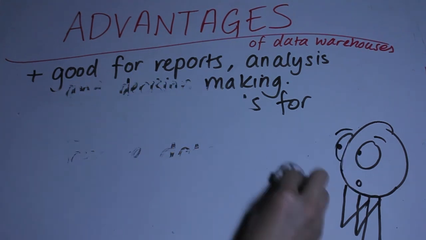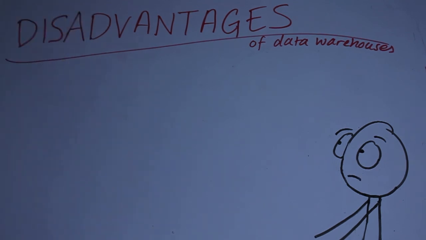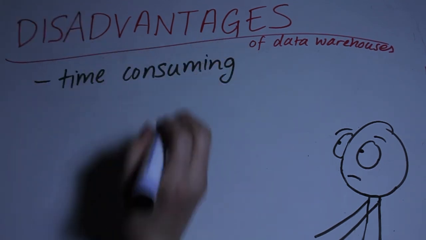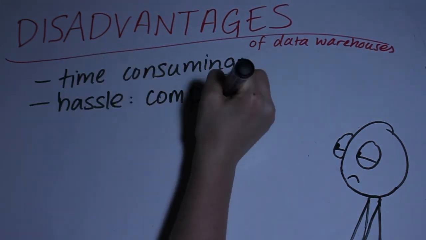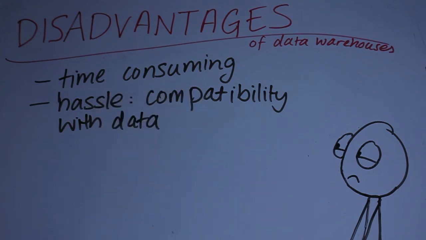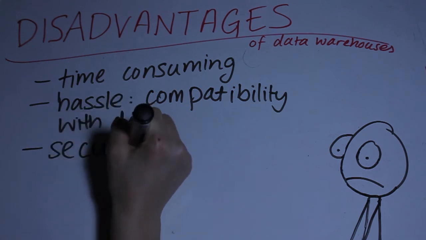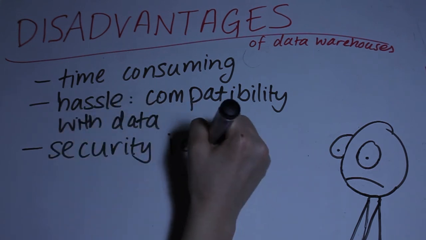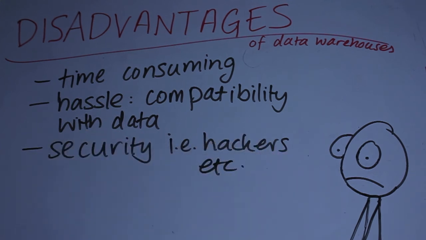On the other hand, there are some bad things about data warehouses. They are very time-consuming to make and to keep operating. They can be a hassle because current systems, equipment, and software need to be compatible with the data. And security. If the data is accessible over an open network such as the internet, someone might view, hack, or destroy your data.